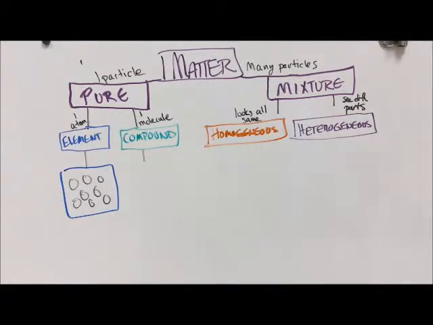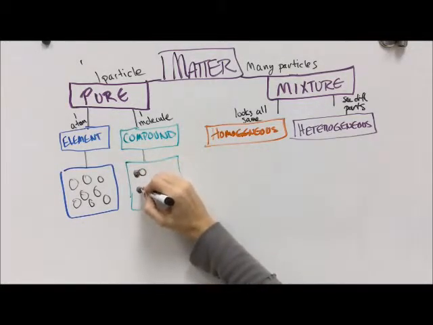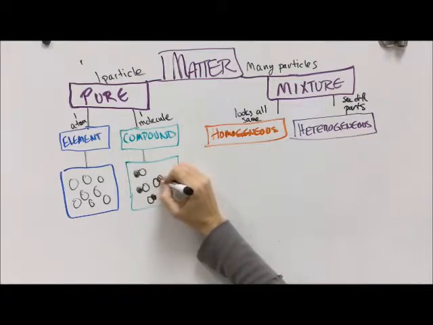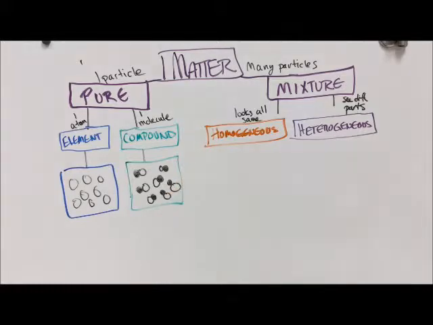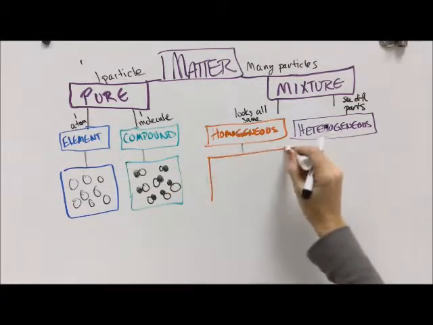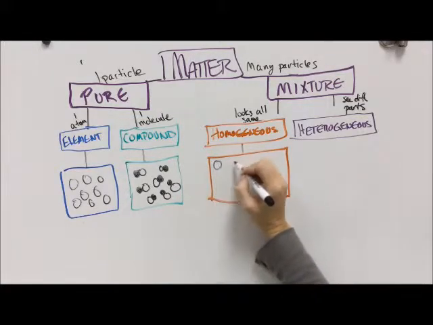Elements typically are shown with just a bunch of circles. This is a bunch of atoms. Compounds are usually shown with a diagram that shows us a bunch of the same molecule. Notice that they're all the same molecule, an open circle and a shaded circle. Even though they're two different things, they're stuck together, it's the same particle.